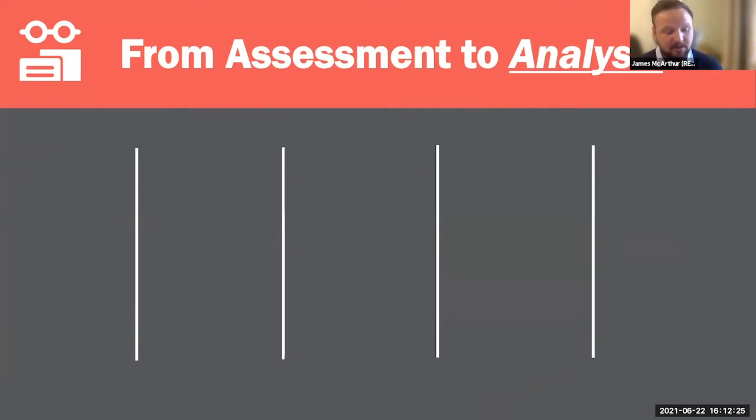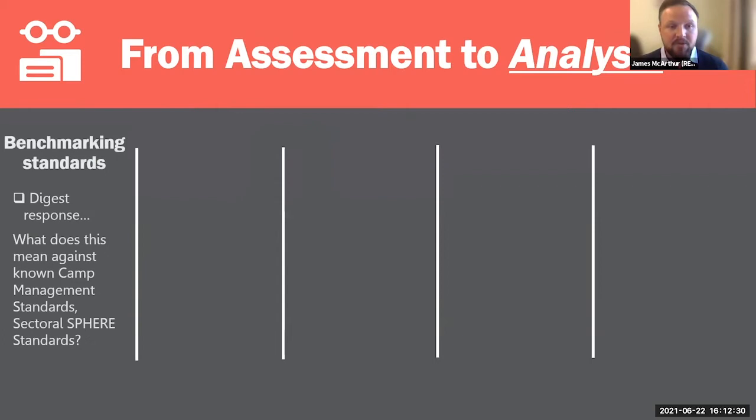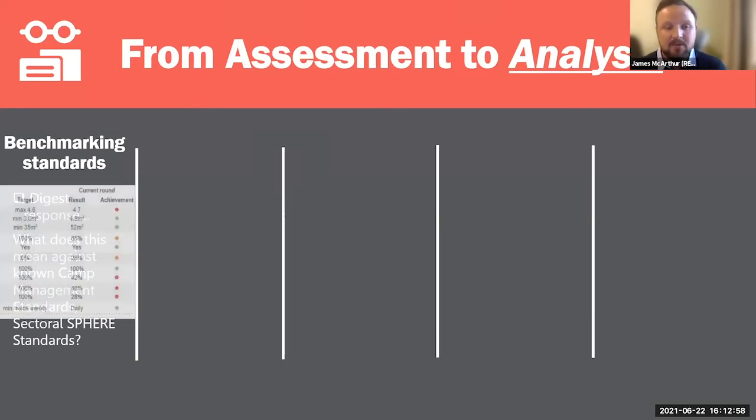And here, I think we get caught sometimes, many of us in the IM field, of doing assessments that are just spitting out responses. You have a questionnaire, and what is the response to that question? Here it is. But that's not analysis, right? That's just showing the response of the questionnaire. Really moving towards analysis, we're trying to digest those responses and make sense of them. So what does this mean against known camp management standards or sectoral Sphere standards, right? Can we actually start to benchmark these achievements and these targets that we're trying to achieve?